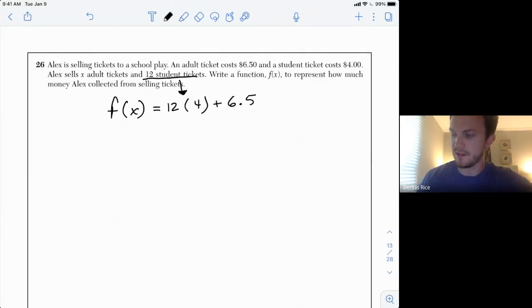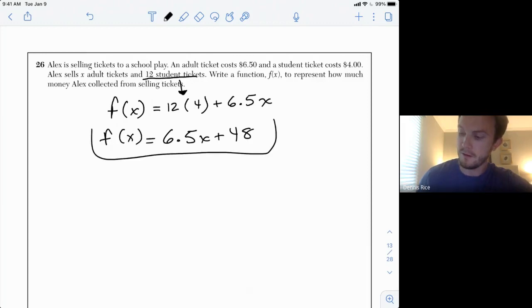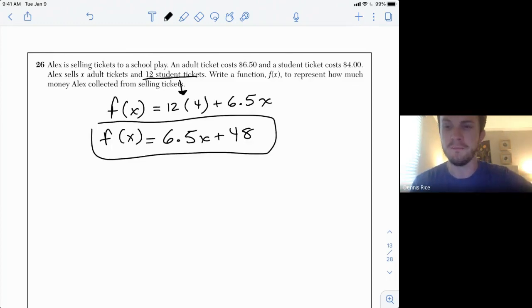Every adult ticket is going to add 6.50. I don't know how many adult tickets, so 6.5x. Now, if you want, you can clean this up. Maybe I like to usually put the variable first. Not something you have to do. You get full credit if you wrote what we wrote up top. But if you're just in the cleanup mode, you could do that. Perfectly fine if you left it as is up top.